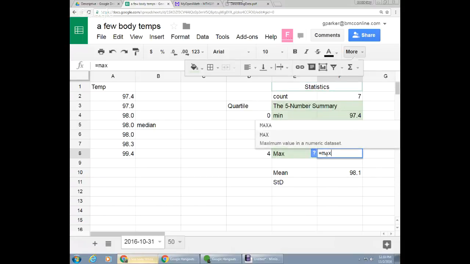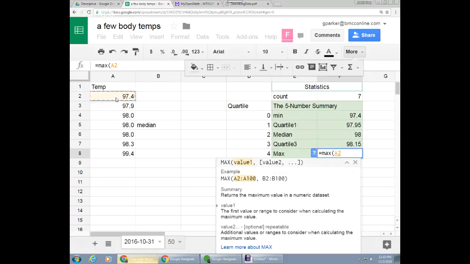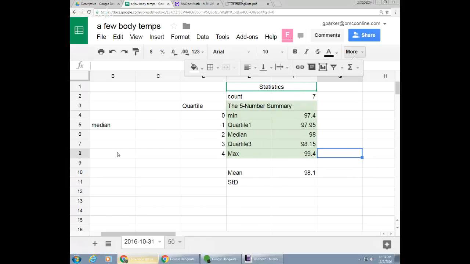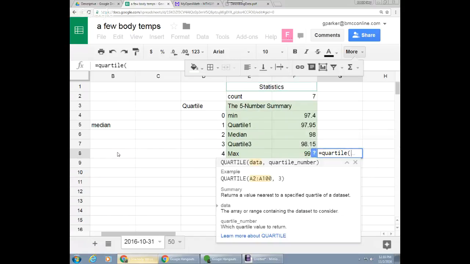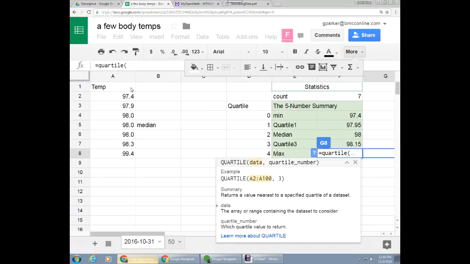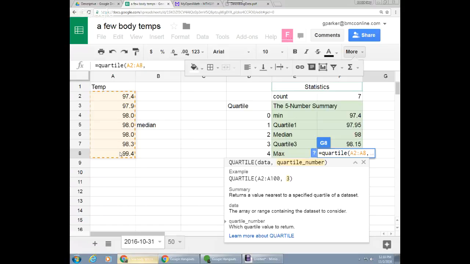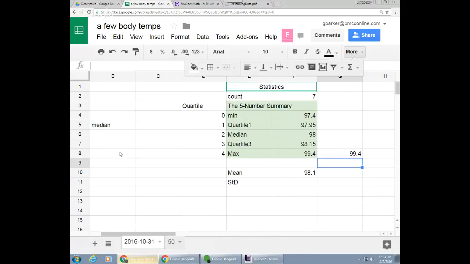And I could either use the max command on the data, or I could use the quartile command to get that. So just double check. If I said, hey, quartile for the data, but I want the 4th quarter, which means 4 quarters, 100% of the data is at or below that point, it should give me the max. Okay, same result. So sometimes in a spreadsheet, you have options on how to do your calculation. Okay, so again, that's the 5-number summary.